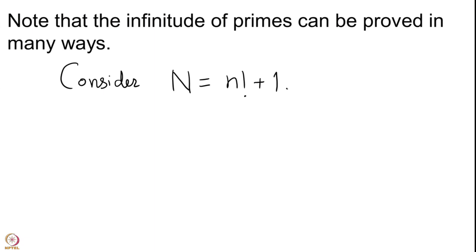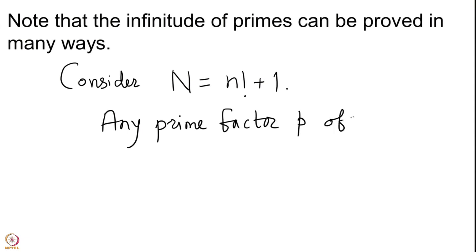Now, any prime factor of capital N has to be bigger than N. We know that capital N should have a prime factor. Capital N is a natural number and it is bigger than 1. So it should have a prime factor, but this prime factor cannot divide N factorial.